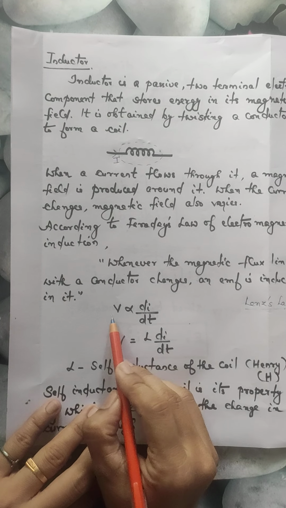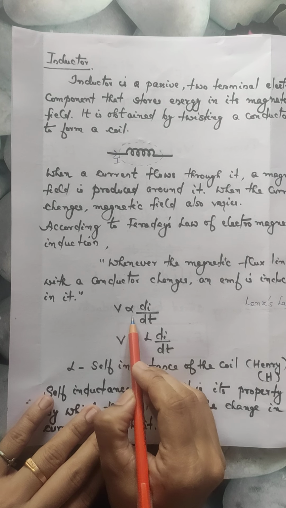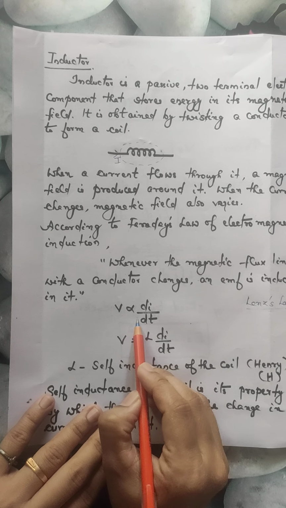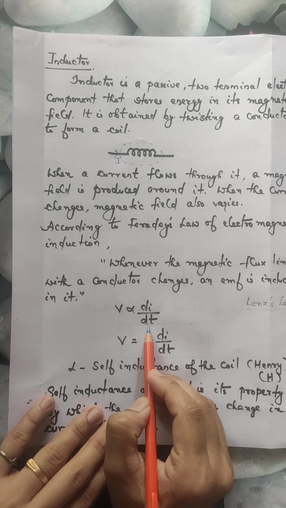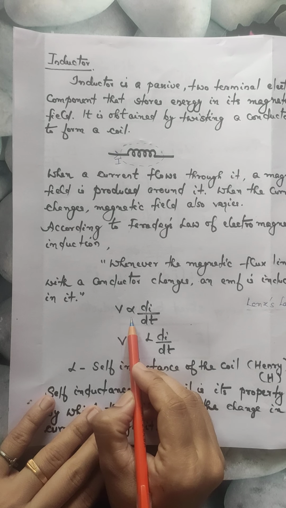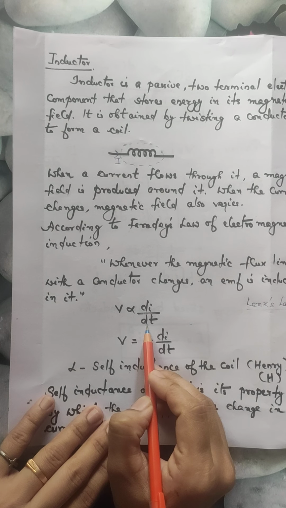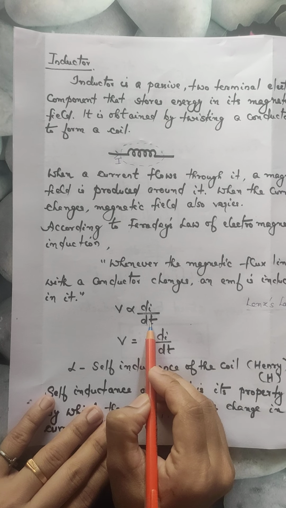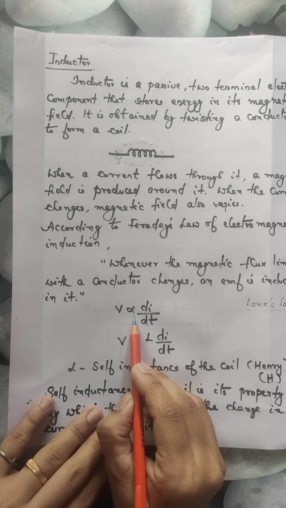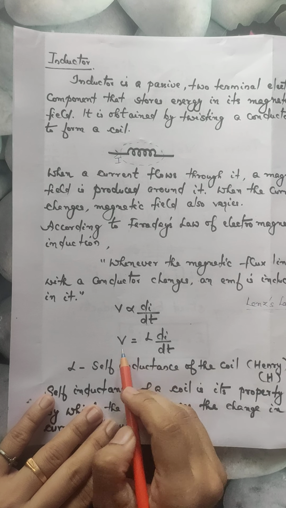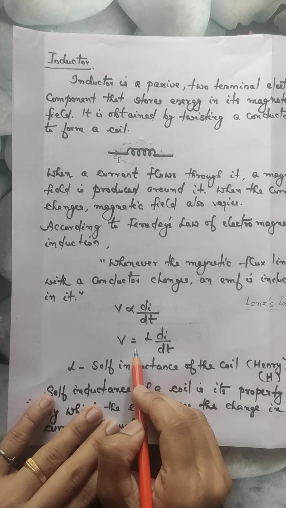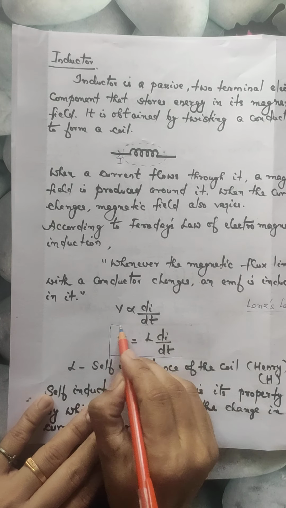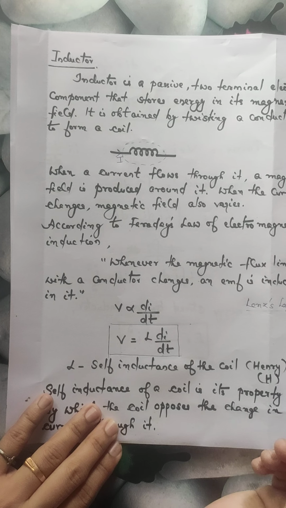We have said that the induced EMF is produced due to the change in current, and thus the induced EMF will be proportional to the rate of change of current through the coil. That is, V is proportional to di by dt. Now, this proportionality can be replaced by a constant L. So the equation becomes V is equal to L into di by dt. This is the equation for voltage across an inductor.